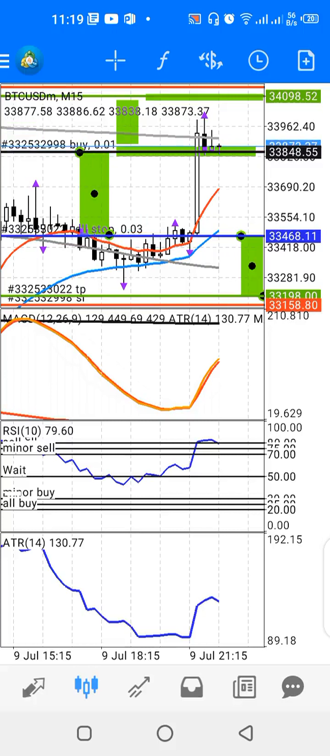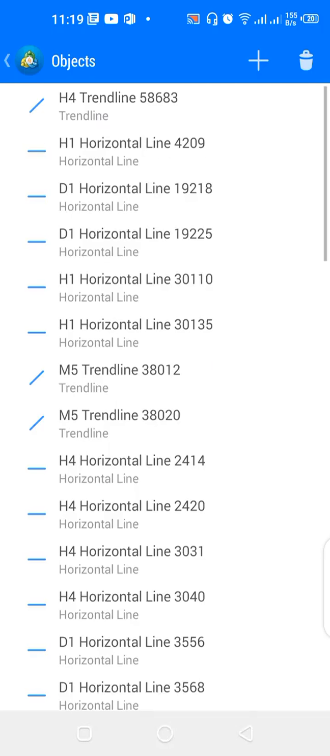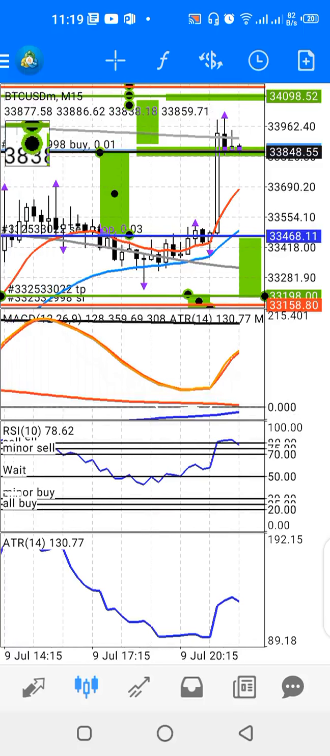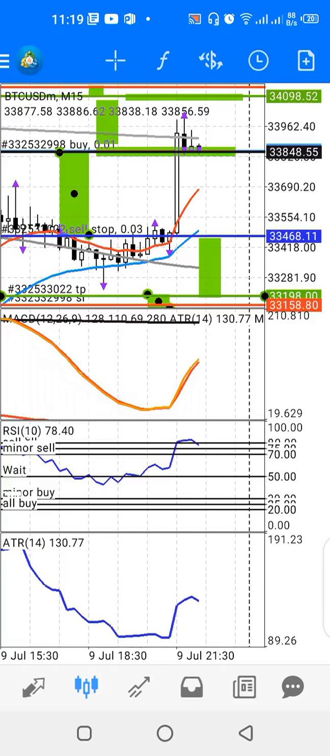So in as much as you have that, then you measure the stop loss. The stop loss will just be 40 points above and below the two take profits. So now you have your first trade.